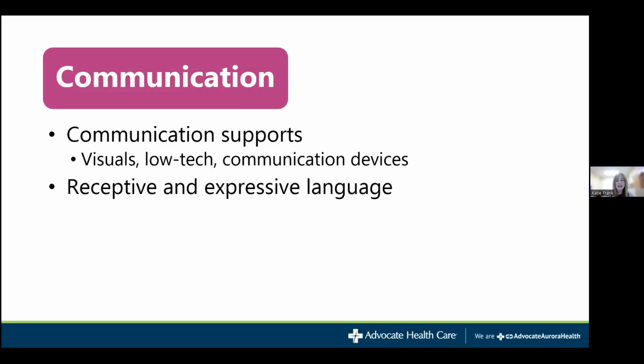And so there's some low-tech strategies that individuals can use for communication, whether it's pictures or gestures or actually handing the items. It doesn't have to be devices like voice output devices, but that is another option. Sign language is another way that we can encourage communication. And again, we want to find ways to help them understand. And so visuals are going to help with that receptive language so that then we can lead to the expressive language.